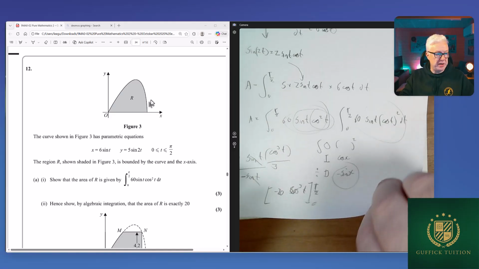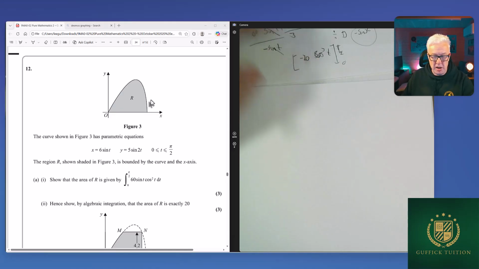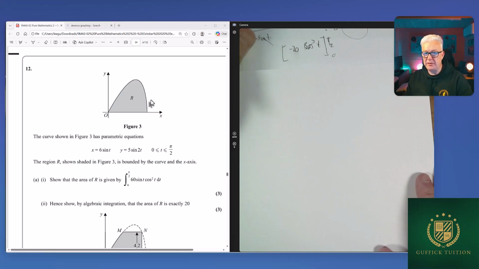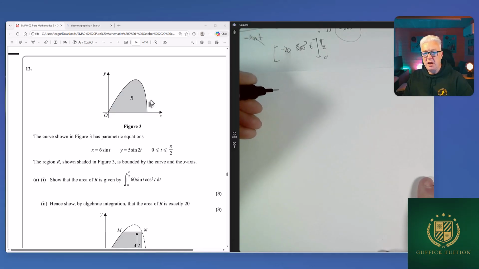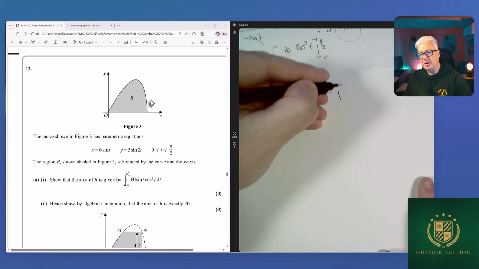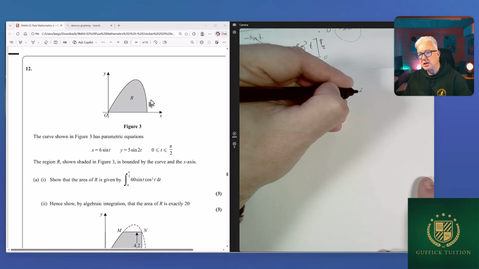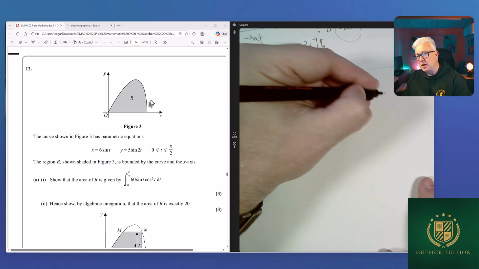So now all we need to do is literally put our limits in there and work it out and hope that the whole thing comes out to be 20. So let's have a look. So what have we got here? We are going to have minus 20 times cos of pi over 2 cubed. That's the first bracket. Minus 20 times cos of 0 cubed, like so.